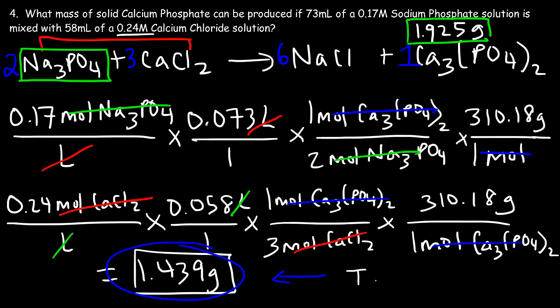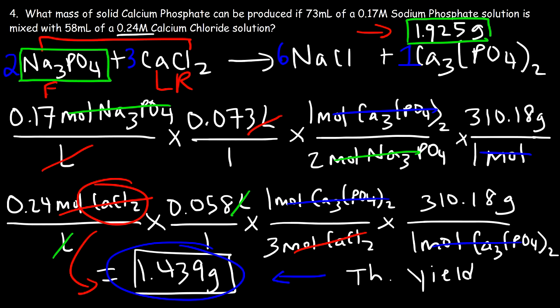That's the theoretical yield of calcium phosphate. Now the reactant that gave us that answer, that's the limiting reactant. Calcium chloride was the substance that led us to this answer. Sodium phosphate is going to produce more product than what we should get in this reaction, so therefore this is the excess reactant. Calcium chloride is going to run out first. So that's how you can identify the limiting reactant and at the same time get the theoretical yield. But the answer to this problem is 1.439 grams.